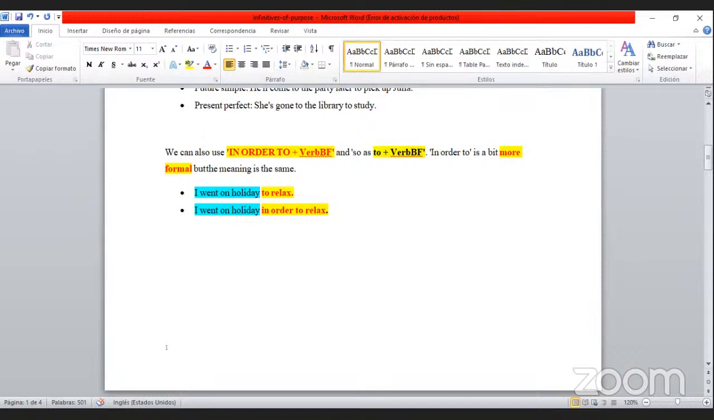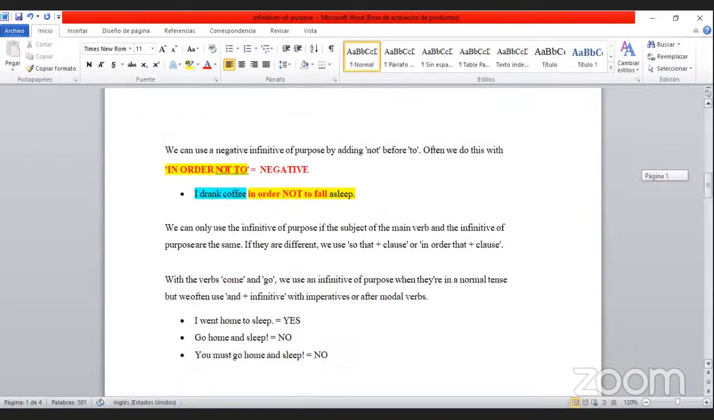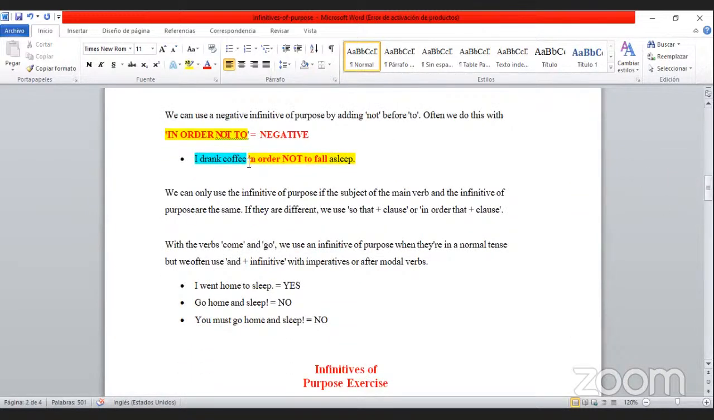So the only negative structure that we have is for the second one, in order not to, with negative. For example, I drank coffee in order, I have to put first not and after to, only for negatives. I drank coffee in order not to fall asleep, with the verb in base form, okay? So this is only for negatives.